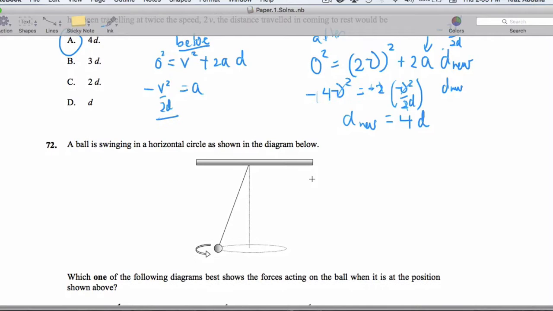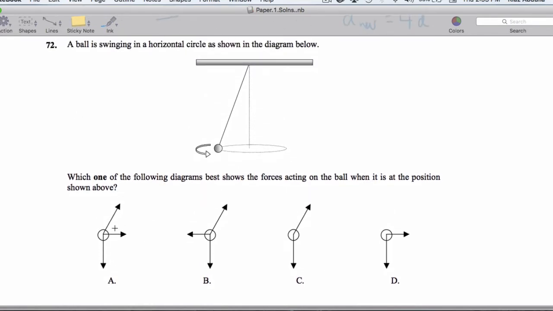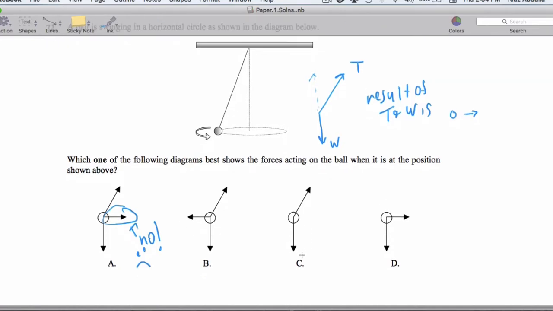A ball is swinging in a horizontal circle, as shown. Now, we don't want to know the net force. We want to know the forces that are acting. Do not draw an extra force. Rather, we have the tension and we have the weight, and it's up to these two forces to cancel, and the result of T and W is this. And that's how we're getting choice C as our answer.